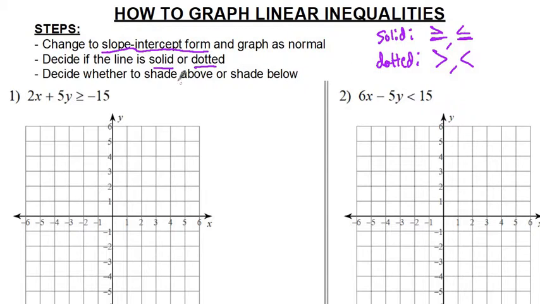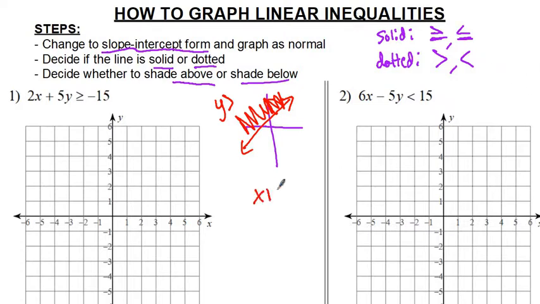And then the second thing is we have to decide whether to shade above or shade below that line. So let's, for example, say we had a graph right here, and it was this red line, and somehow the equation was y is greater than something. Well, greater than means you would be shading right there. You'd be shading above the line, because the difference between an inequality and an equation is this.